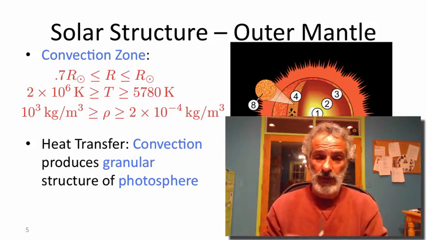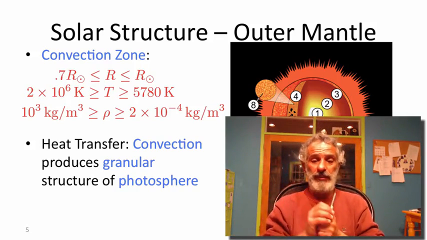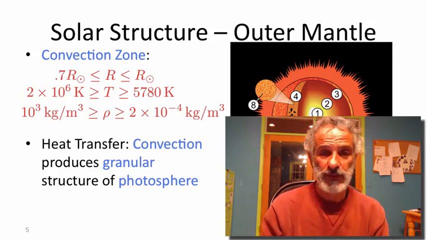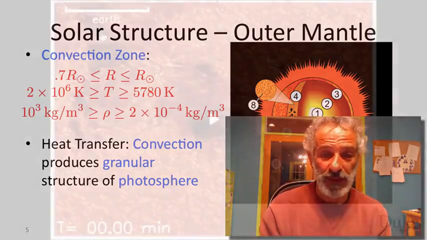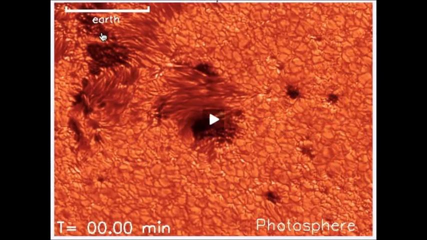This is responsible for the sort of granular appearance of the photosphere, which is very evident in the following movie. Here we see a very high-resolution image of the solar surface. Details as small as 500 kilometers across can be measured, and for proportion, we've indicated here the size of the Earth so that you know the size of the object we're looking at. We're looking near a sunspot, and you see the sort of granular shape of the surface of the sun. This characterizes the way the photosphere looks.